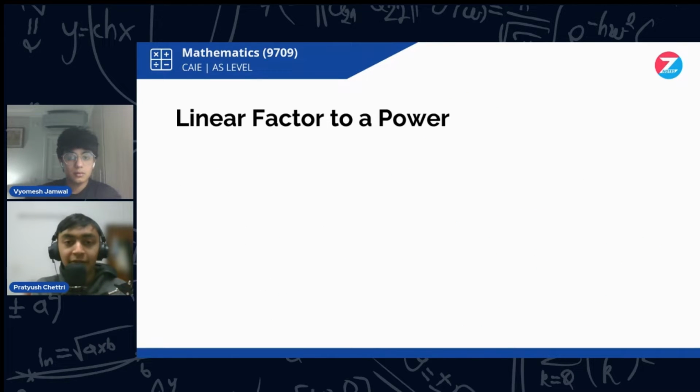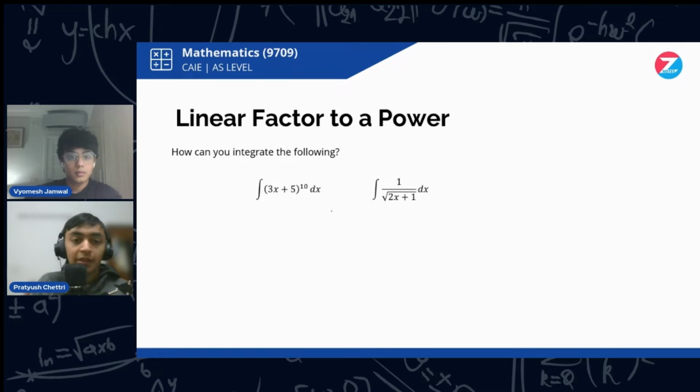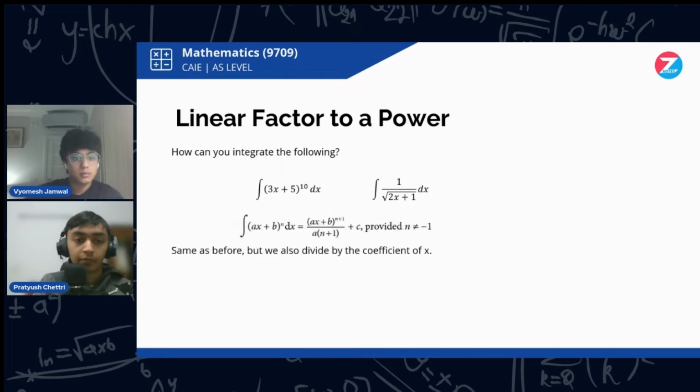What about if we have a linear factor to power? Remember in the chain rule, we differentiated stuff like this. And in the chain rule, you could do anything. You could do not just a linear factor, you could do 3x squared plus 5 to the power 10. But in integration, we can't. This rule only works for linear factors, the x to the power 1s only. So what's the thing going on here? Well, here's the rule written. Looks a bit scary, but do not be scared.